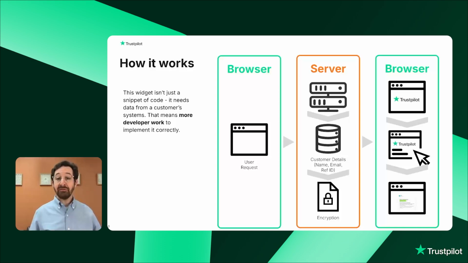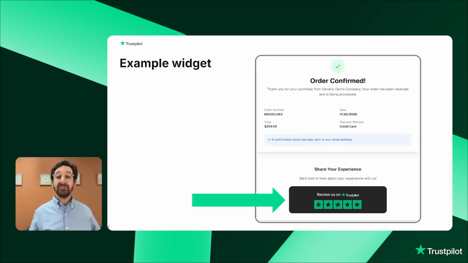A new Trustpilot review form opens, already pre-filled with the selected star rating and today's date. The customer then adds their written feedback and submits the review. Once submitted, the review goes through Trustpilot's standard processing. Here's an example of how the widget might appear on a confirmation page. When the user clicks on this widget, a new window will open where the user enters their review.